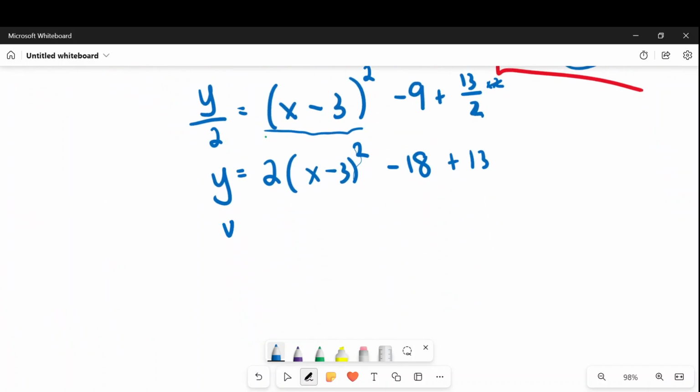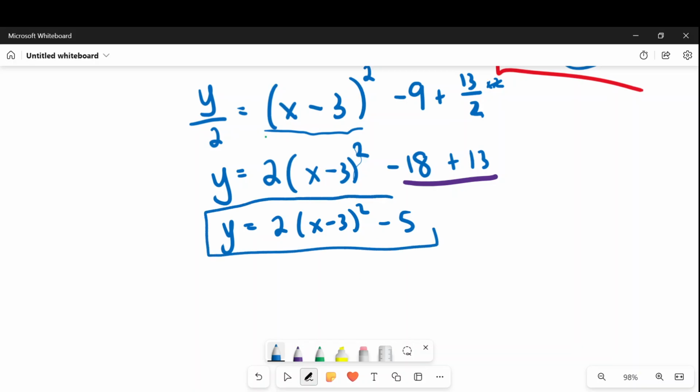So all that's left to do is to collect these terms. I have negative 18 plus 13. So negative 18 plus 13 is negative 5. So now I have the vertex form of my quadratic relation.